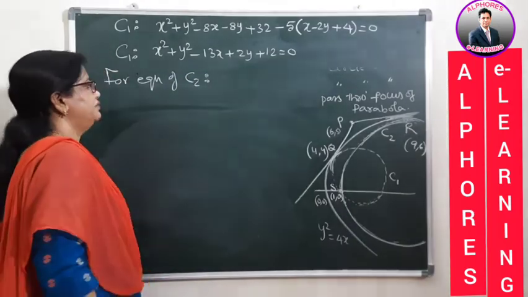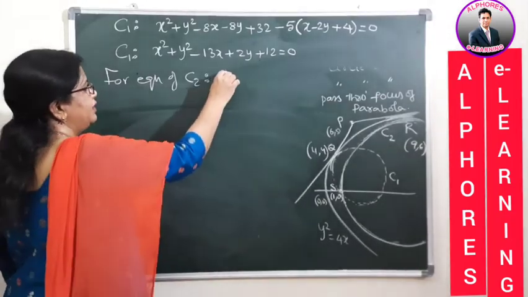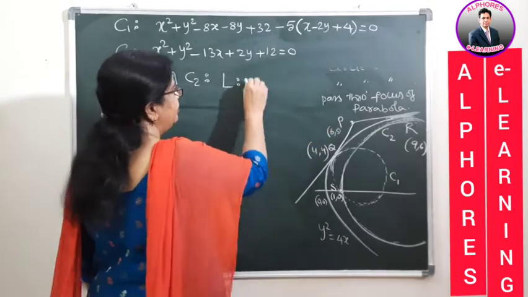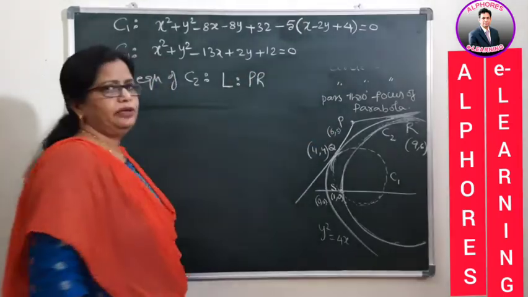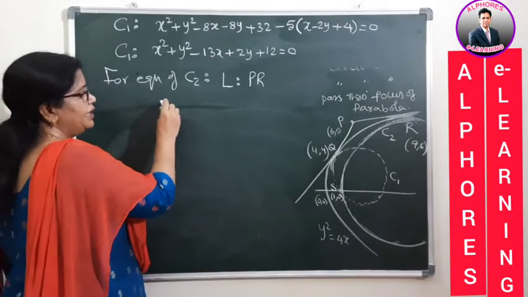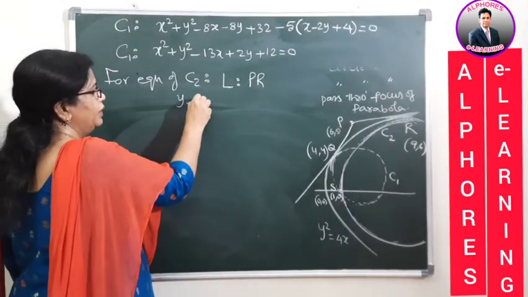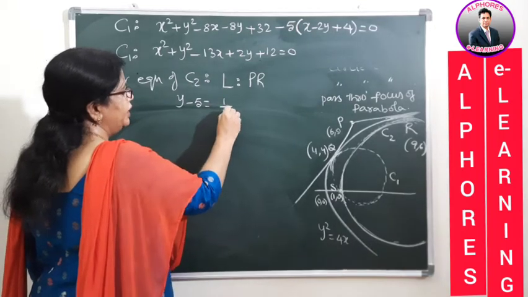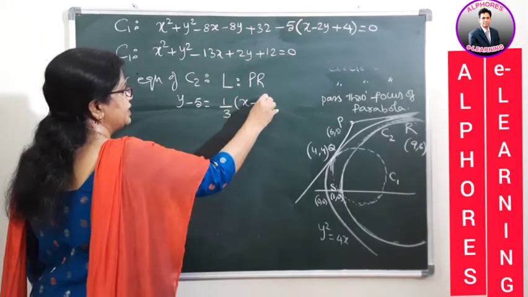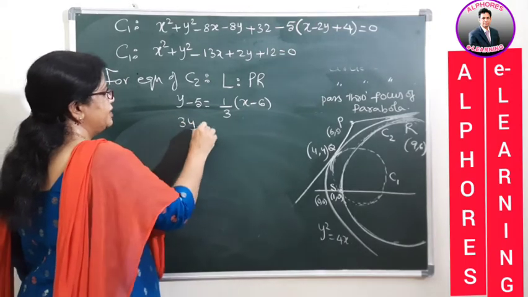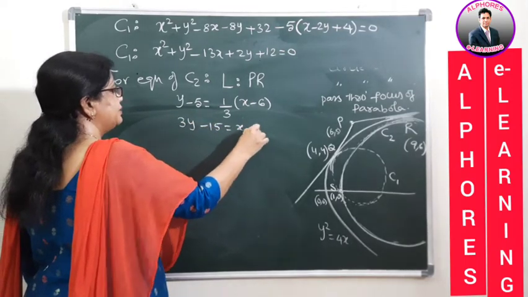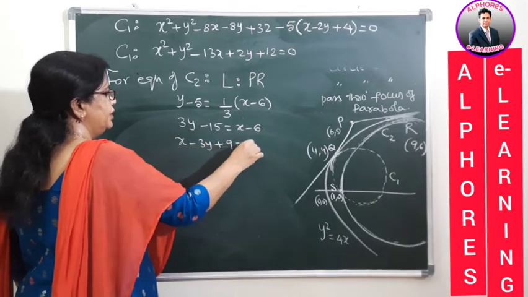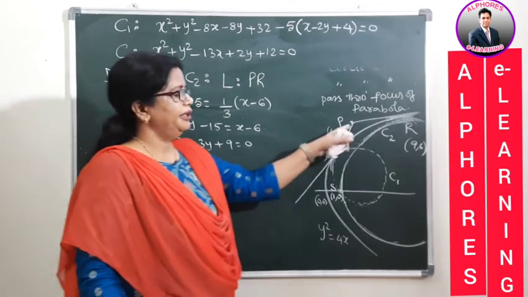If I find the equation of C2, then first of all I want the line L. What about line L? It is nothing but the line joining PR. Now we are going to find the PR line. So the PR line is y minus 5 equal to slope, which we find as 6 minus 5, 1 divided by 3, into x minus 6, right. And therefore 3y minus 15 equal to x minus 6. Hence it is x minus 3y plus 9 is equal to 0. So this is our line PR.